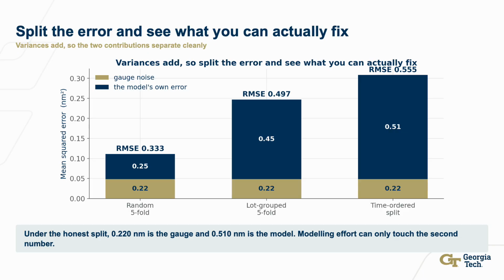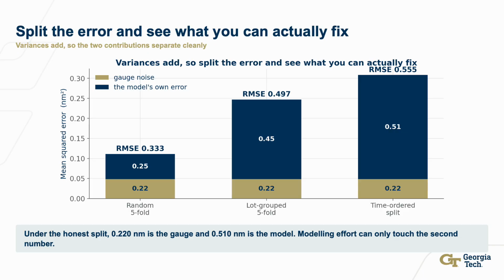So everybody asks whether a better algorithm would help. The honest answer is a better algorithm can attack the 0.510 nanometers of model error and cannot touch the 0.22 of the gauge error. And this reframes where to spend effort. If your model is already small compared to the gauge error, more modeling is the wrong investment.